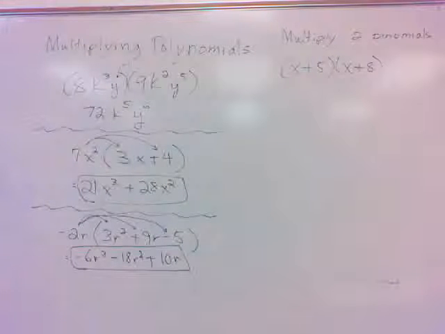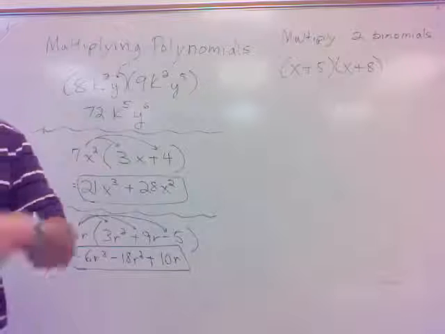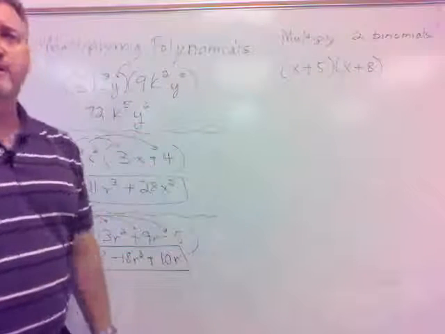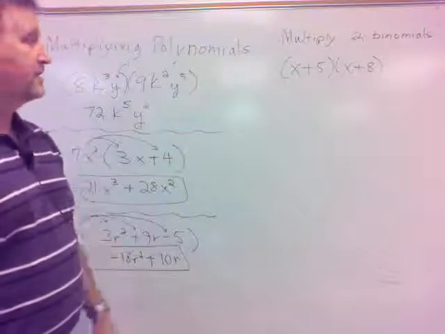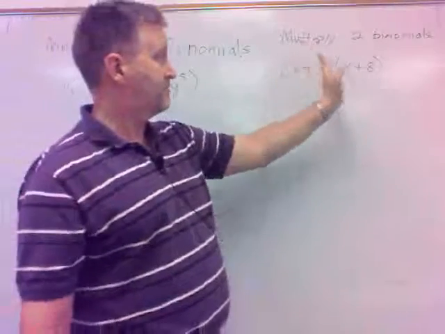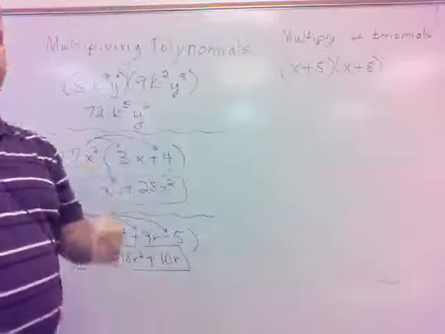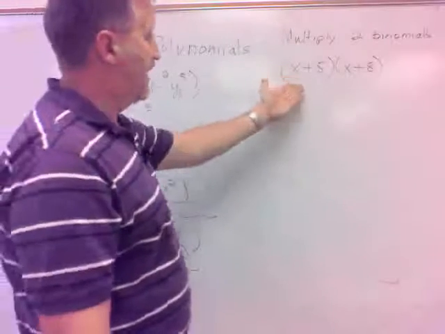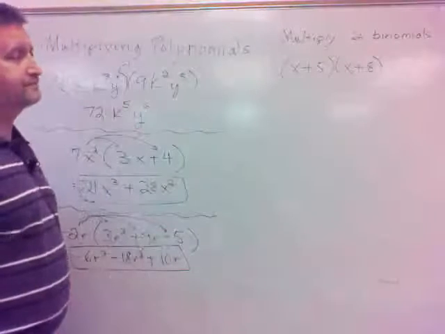So we've got binomials. The deal is each of those things has to be multiplied by the one in the other parentheses. In other words, the x has to be multiplied by the x and the 8. The 5 has to be multiplied by the x and the 8. It's the same idea as the distributing there, but we do have a binomial to distribute, basically.